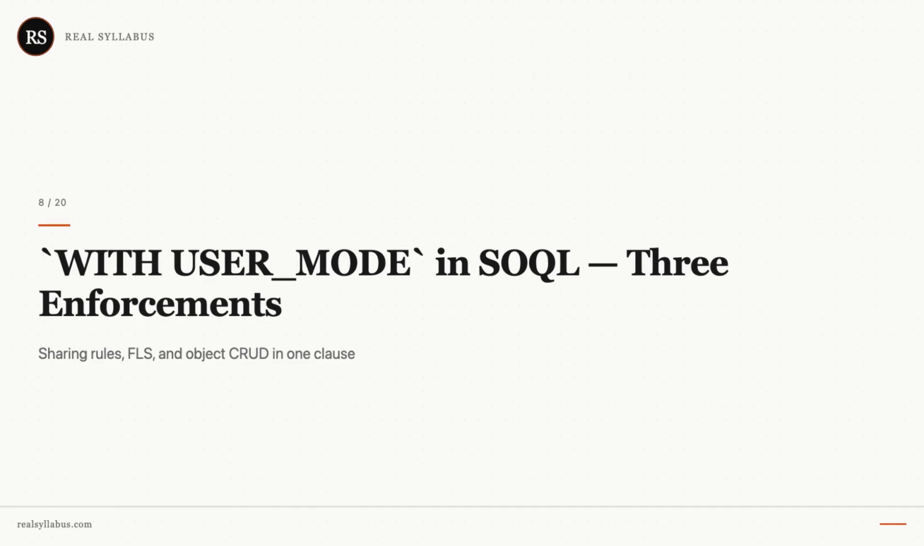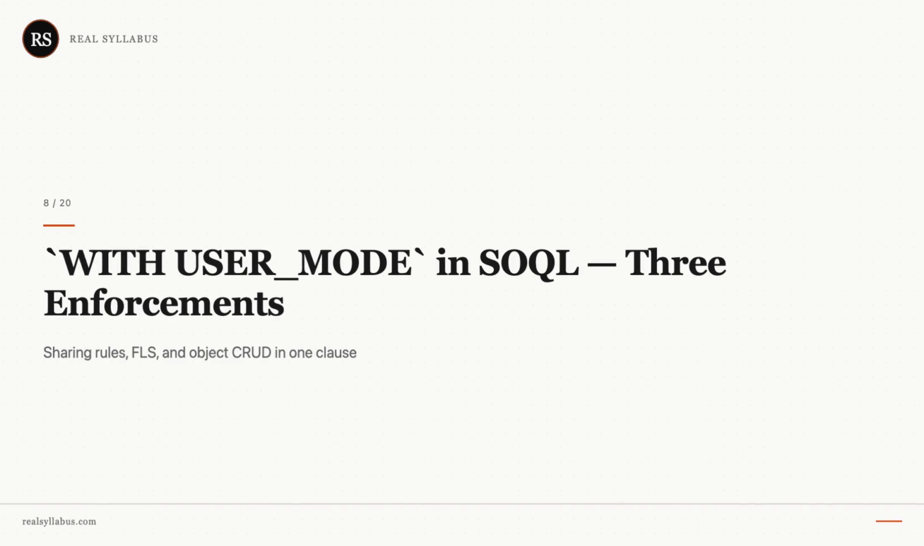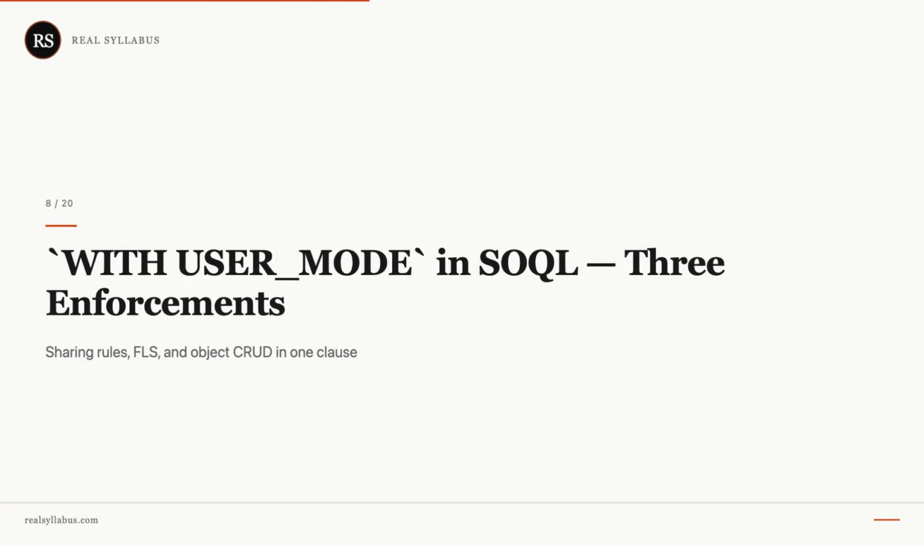In API version 50.0, Salesforce introduced a more powerful mechanism, the WITH USER_MODE clause directly in your SOQL query. The syntax is SELECT Id, Name FROM Account WITH USER_MODE. This single clause enforces three things at once: the user's sharing rules for row visibility; field level security, so fields the user can't read are excluded; and object level CRUD, so if the user can't query the object at all, the query throws an exception. That's more than with sharing on the class does by itself.